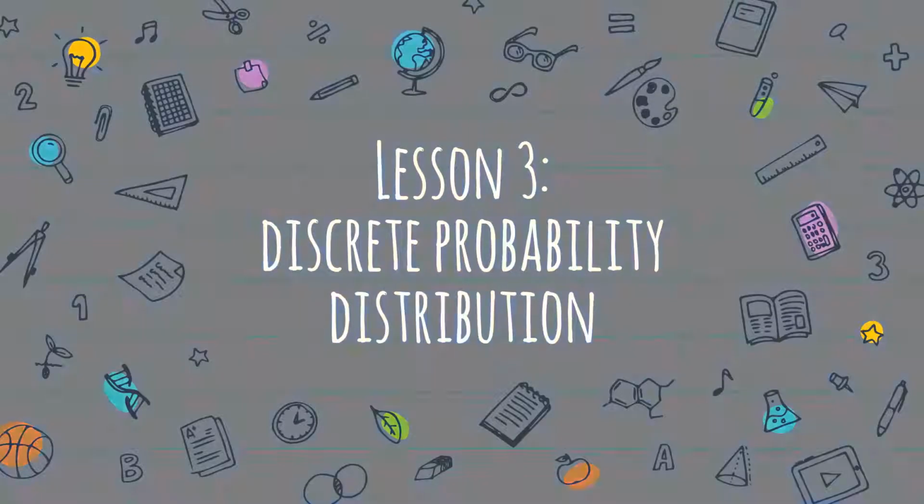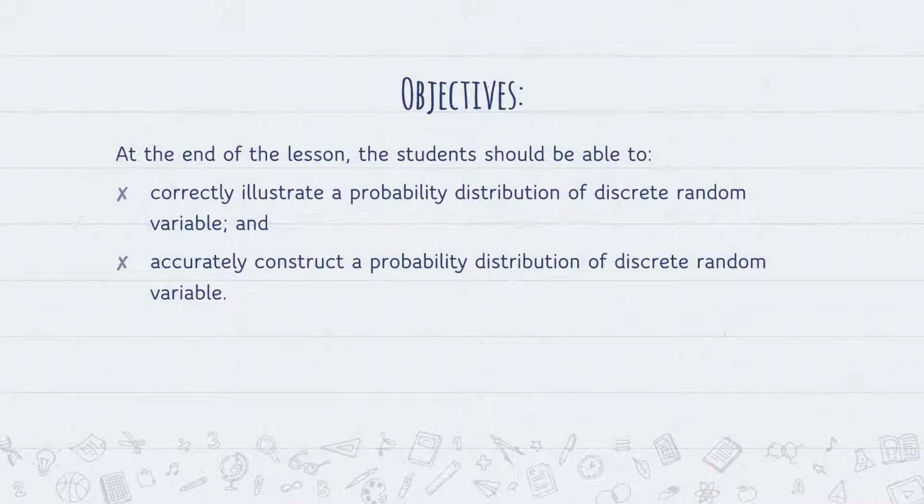So for our objectives, at the end of the lesson, the student should be able to first correctly illustrate a probability distribution of a discrete random variable and accurately construct a probability distribution of a discrete random variable.